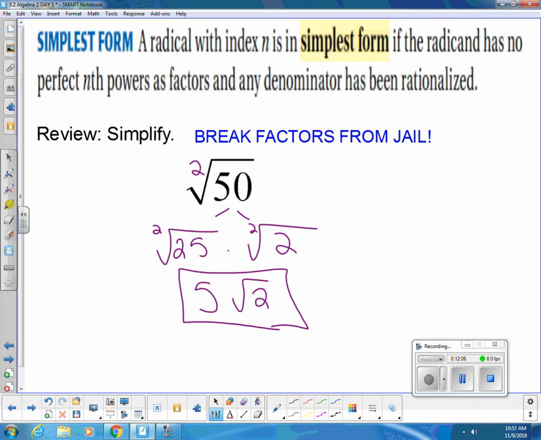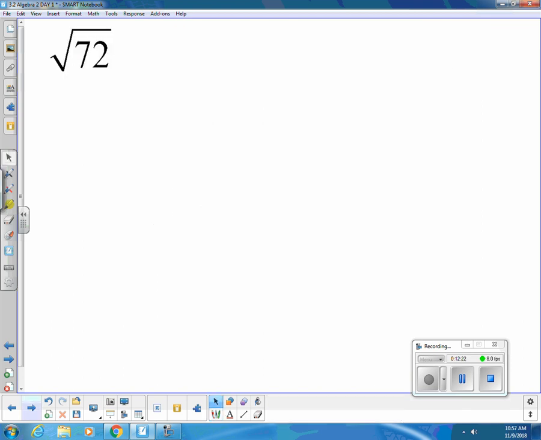You get the same exact thing had you done it with the breaking guys from jail and circling the groups and bringing them out. This is going to be kind of a better method for when we get to these larger roots. No, we are nowhere near done because we haven't broken any cube roots down, fourth roots, or fifth roots. Let's do one more square root one since we're using kind of a new method.